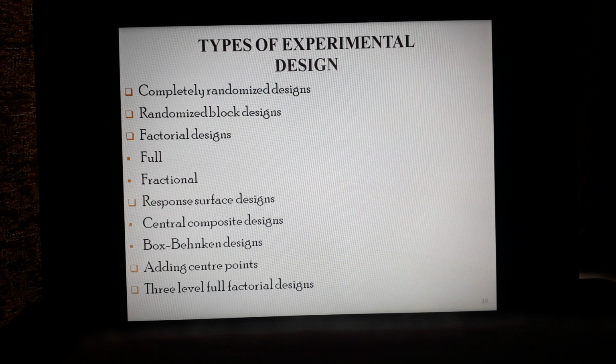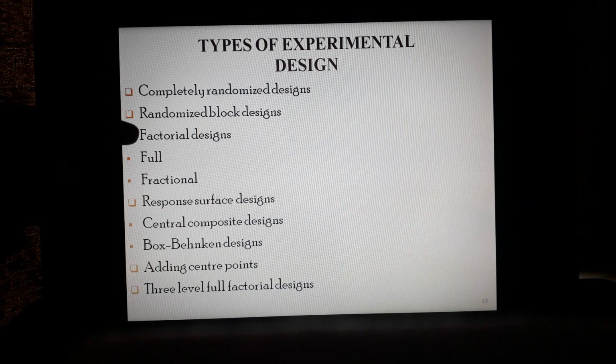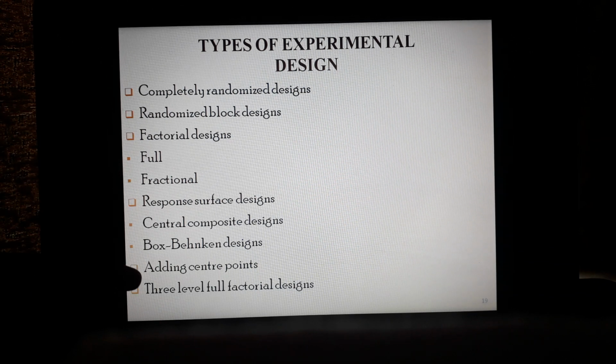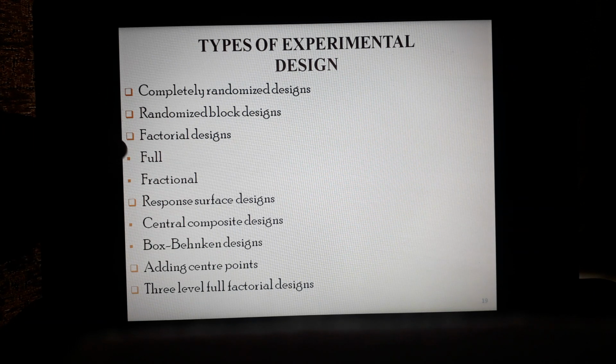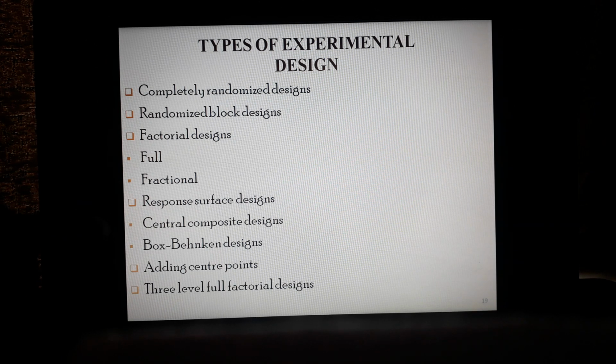There are different types of experimental designs useful as far as your optimization is concerned. First is completely randomized design, randomized block design, factorial design, then response surface design, then adding center points, 3-level full factorial design. As far as factorial design is concerned, you can apply full factorial design, you can apply fractional factorial design. As far as response surface design is concerned, we can apply the central composite design, that is CCD. You can apply the Box-Behnken design. Apart from these, there are so many allied optimization methods also useful.